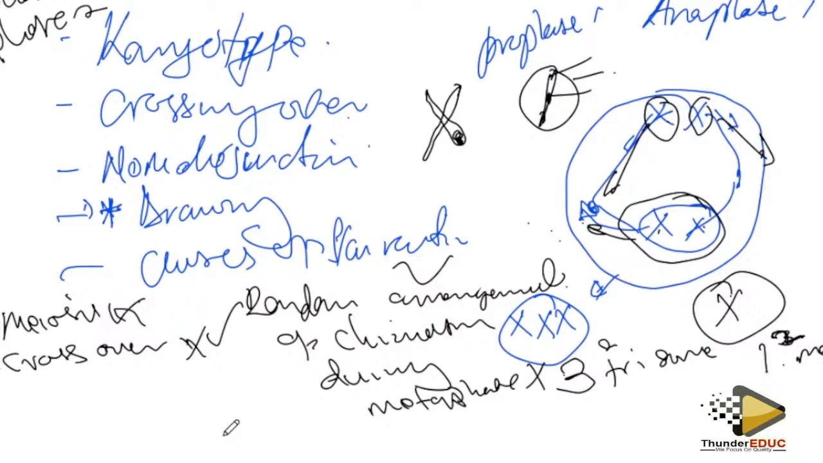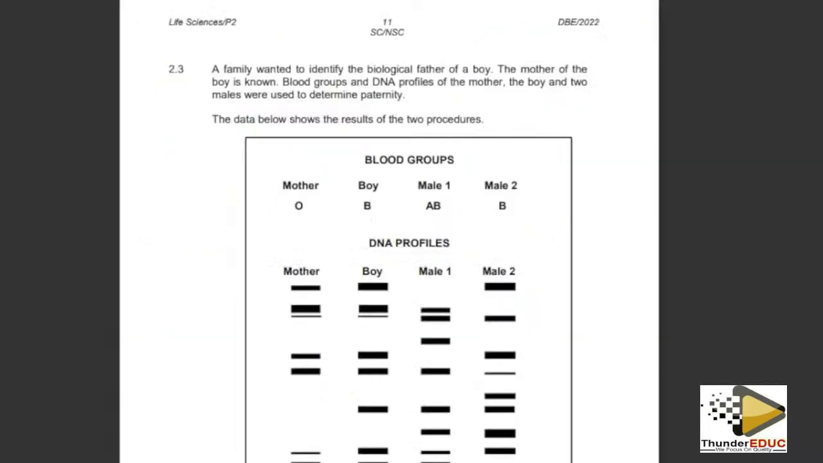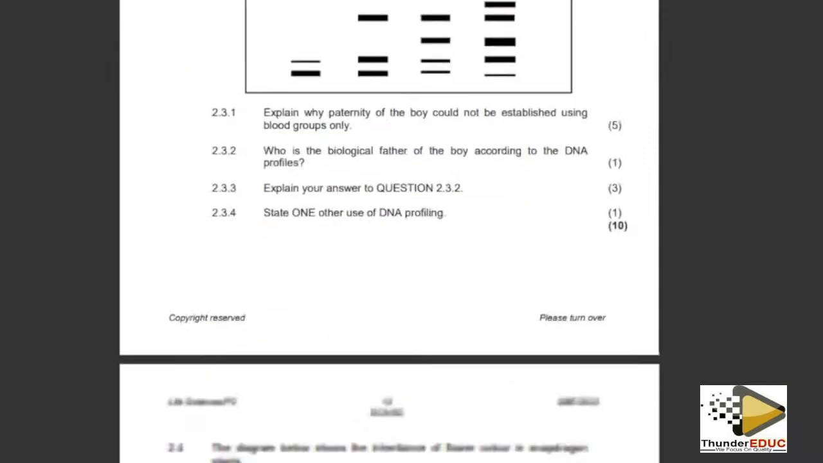Now you talk about crossing over, random arrangement of chromosomes, and then you can talk about mutation. You don't talk about random fertilization or random mating. You don't talk about it. Yes, I think that is the meiosis. Can we check and see?